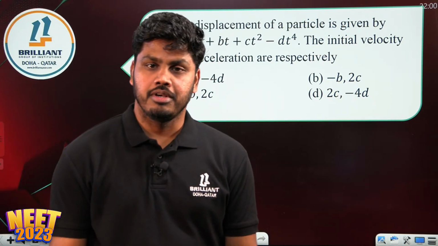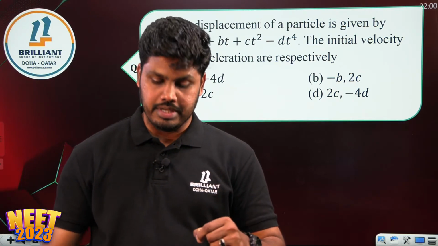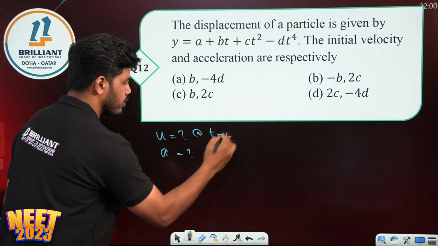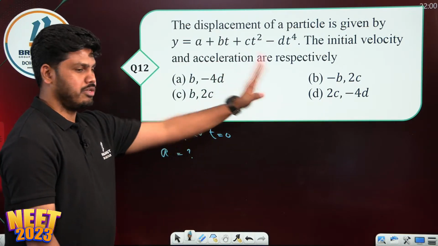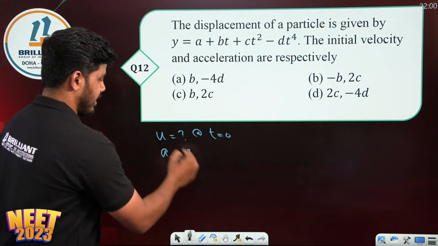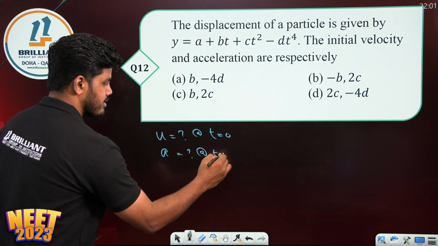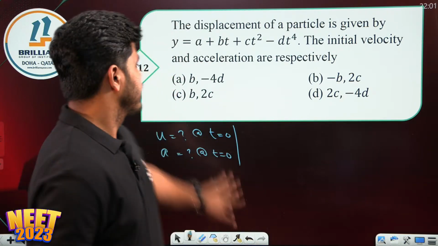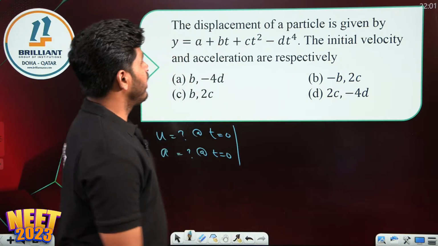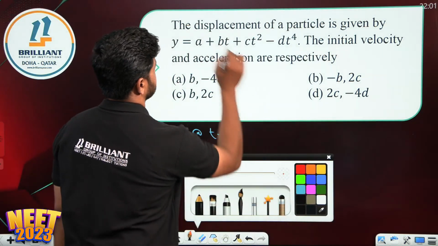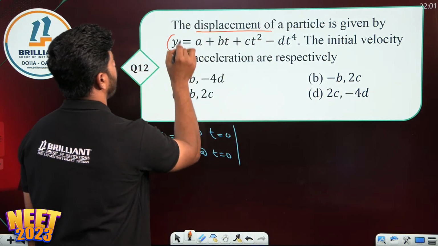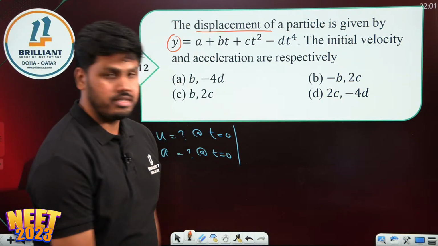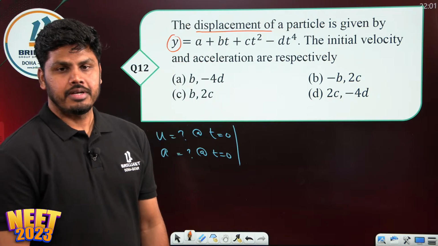Initial velocity means u, the velocity at the beginning of its motion, that is at time t = 0. That is the only hint I have to give to find the final answer. Correct? Initial acceleration means acceleration at time t = 0. You have to find these two values. That is your final answer. You are given displacement in the expression: y = a + bt + ct^2 - dt^4. Correct? This is what is given.